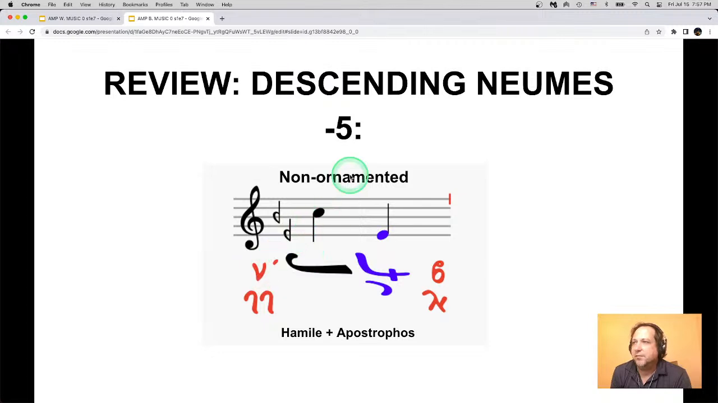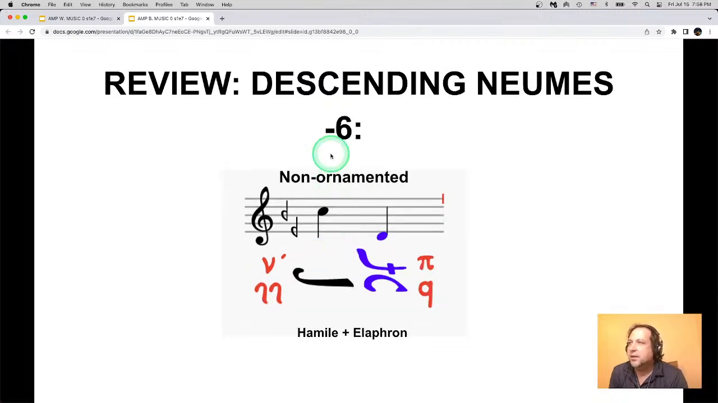-5. 1, 2, 3, 4, 5. These are hard notes to sing, but we'll have an exercise for you to do that on musictheory.net. Anyway, -5. Chamili and apostrophos mixed together. Chamili and elafron mixed together gives you -6. 1, 2, 3, 4, 5, 6. And then octave.